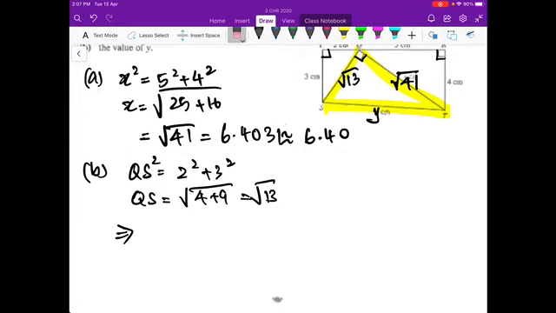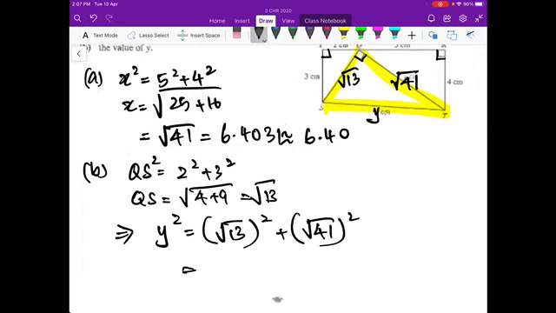So we want to find y. Y square will be square root 13 square, square root 41 square.